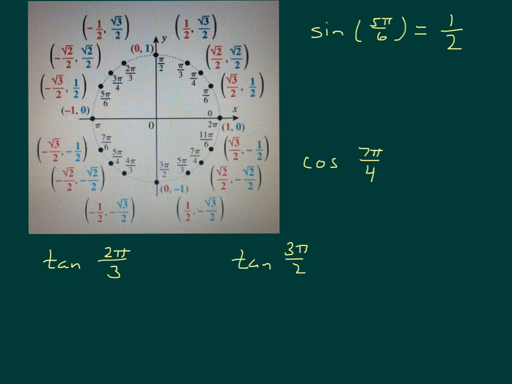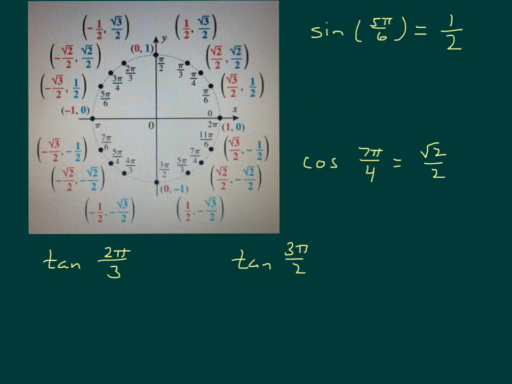The cosine of 7 pi over 4. Locate 7 pi over 4, which is right over here on the unit circle. You can identify the point there as square root 2 over 2, negative square root 2 over 2. Cosine is the x-coordinate, so the cosine of 7 pi over 4 is going to equal positive square root 2 over 2.